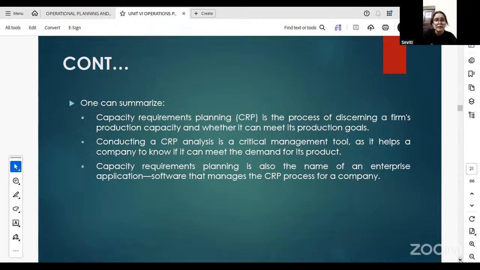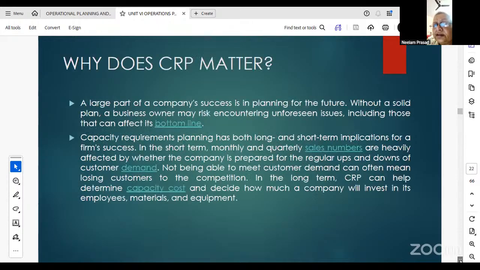One can summarize capacity requirement planning is the process of discerning a firm's production capacity and whether it can meet its production goals. Conducting a CRP analysis is a critical management tool as it helps a company to know if it can meet the demand for its product. Capacity requirements planning is also the name of an enterprise application software that manages the CRP process for a company. So this is also a computer based system. It's a software which helps you in maximum utilization of your capacity.